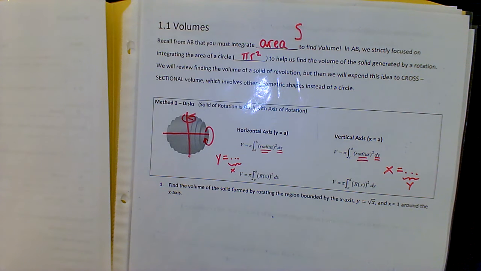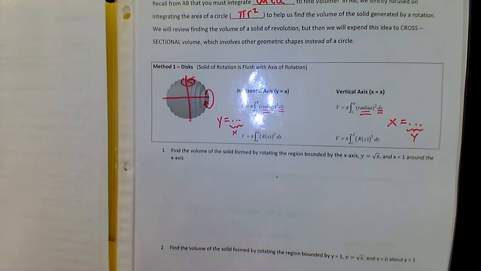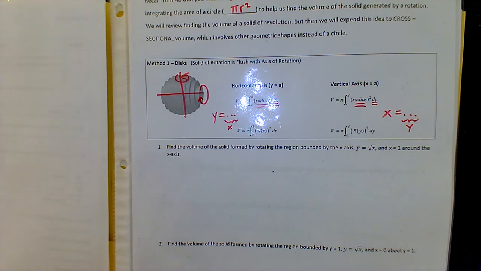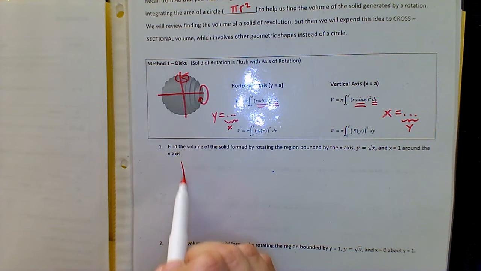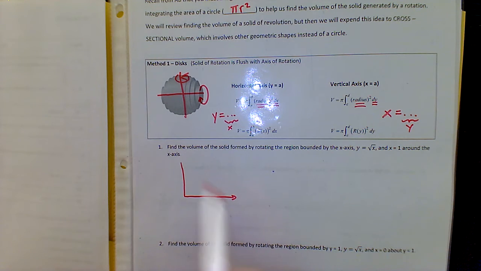Okay? So we're going to take a look at some examples that might come back to you guys, and we'll just see how these go. Okay? So let's take a look at the first one. Find the volume of the solid formed by rotating the region bounded by these graphs around the x-axis. Let's go ahead and draw a picture first, just so we have a visual of what's going on.